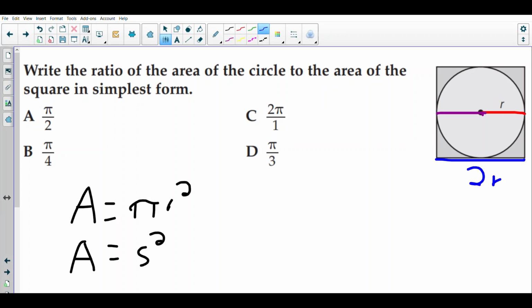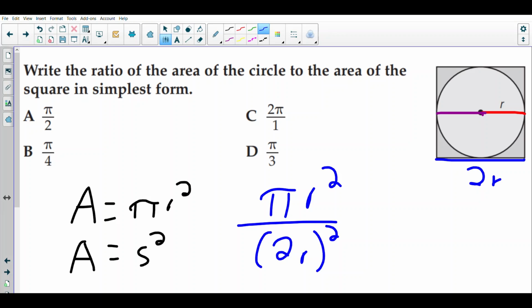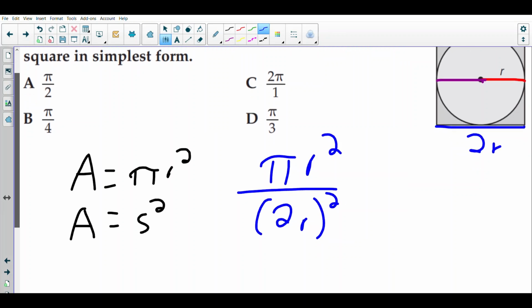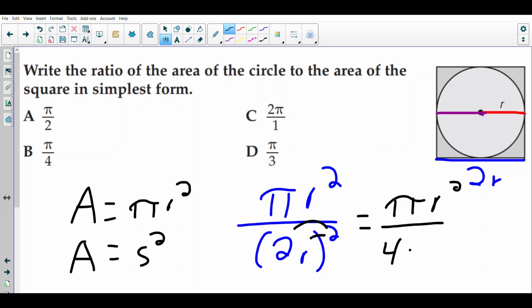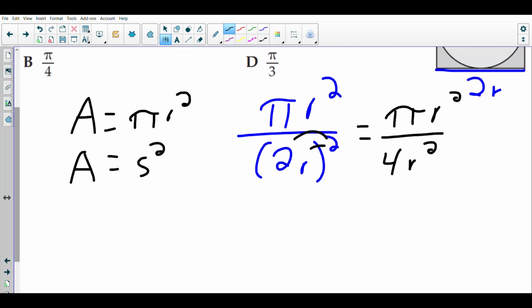So we have pi r squared over 2r squared. So we can do a little simplifying. Can't do anything to the top right now, pi r squared. But we can take that square and distribute it. So 2 squared would be 4, and then we get r squared. Well, now we can do a little bit more simplifying. R squared over r squared, that just cancels itself out because 2 minus 2 is 0, and that's just 1. So we're left with pi over 4. Nothing else we can do.